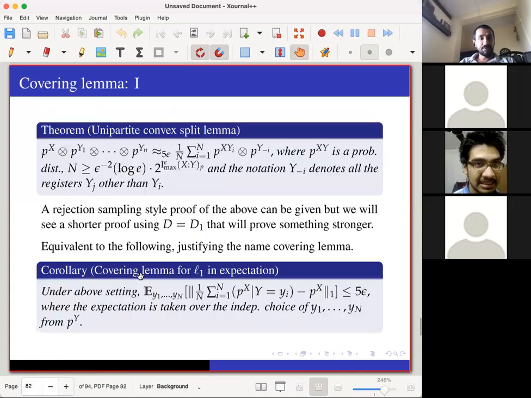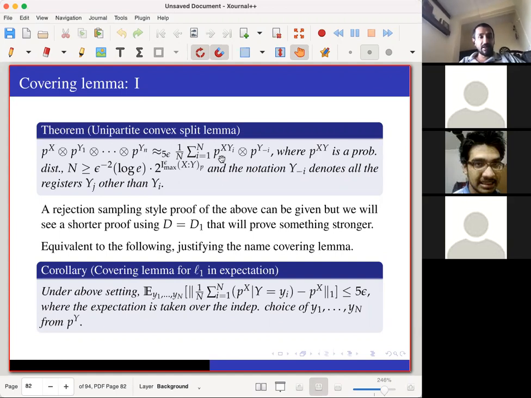No? Let's continue. More precisely, we want to prove a lemma like this, which I'm calling the unipartite convex split lemma. It's not a very enlightening name, and it also has baggage of notation. The name unipartite is there because later in the course, we will see something called a tripartite convex split lemma. Maybe I'll also remark on a bipartite convex split lemma. Those are more complicated lemmas, so the simplest one I'm just calling unipartite. And convex split because of the right hand side out here. So let's come to that.